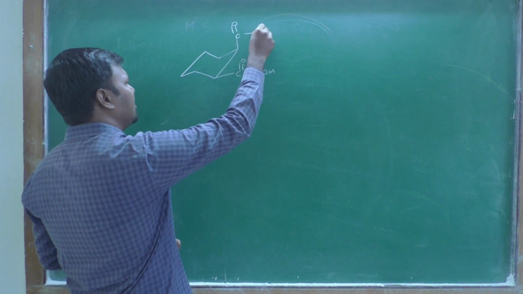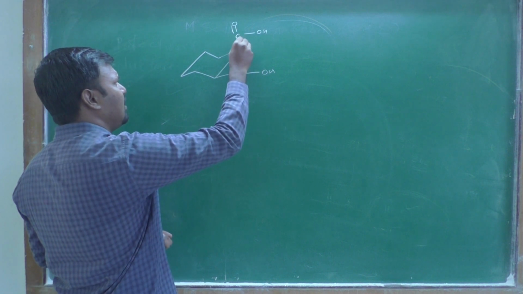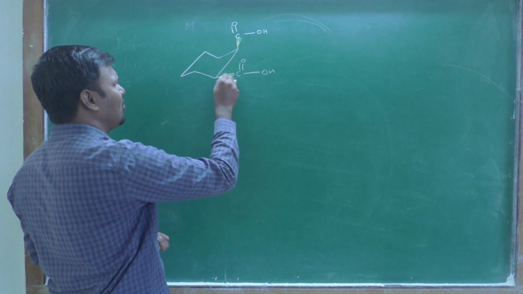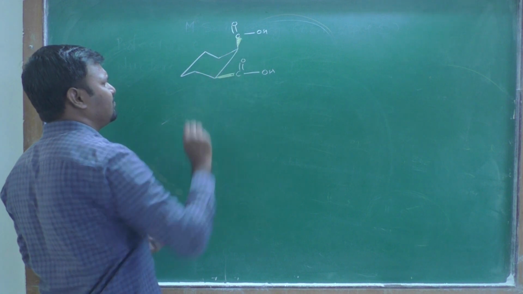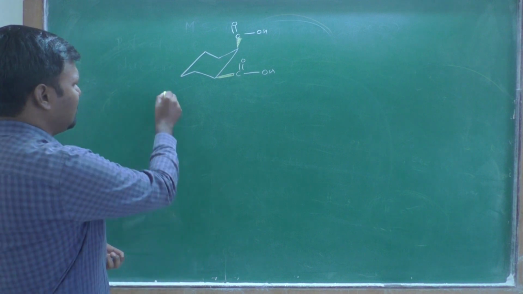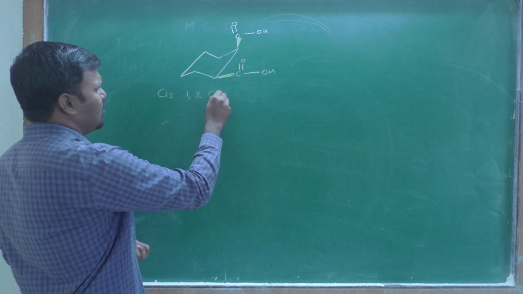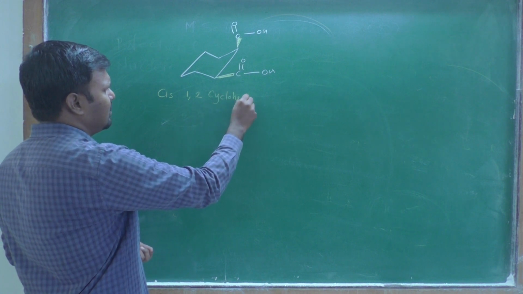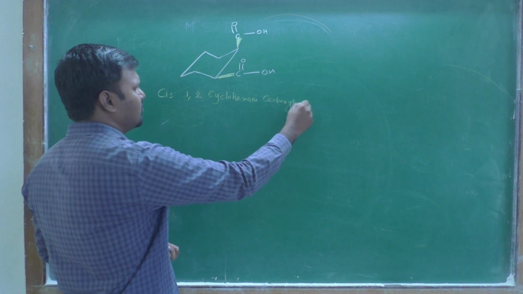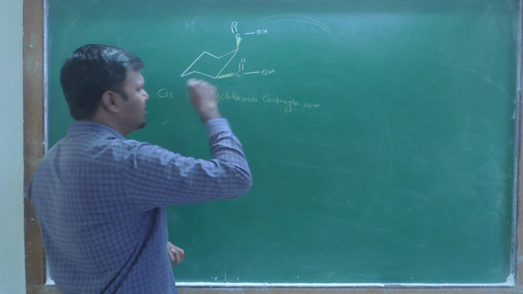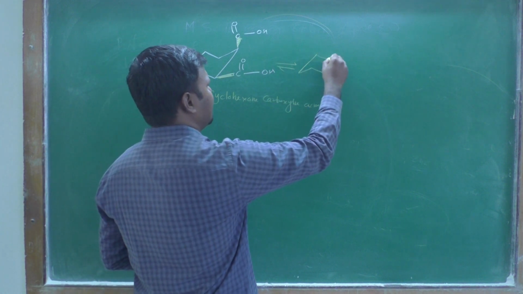The COOH groups are on the same side. This one is at the top of the plane and this one is also at the top of the plane, same side. This is cis-1,2-cyclohexane carboxylic acid. And its second conformer is also like that.